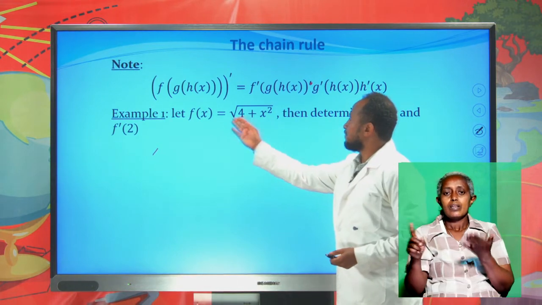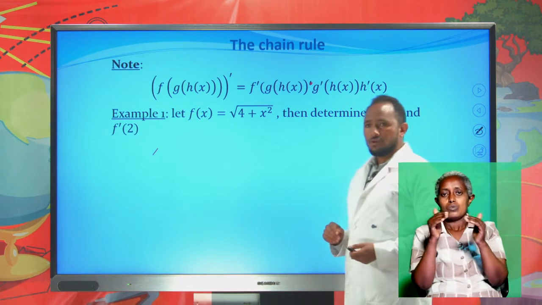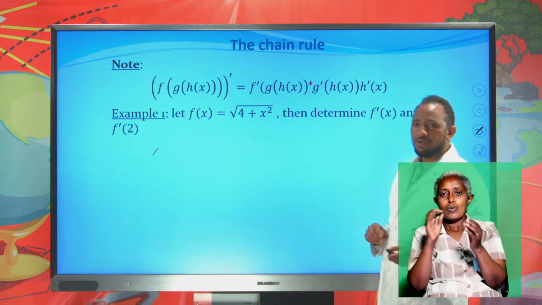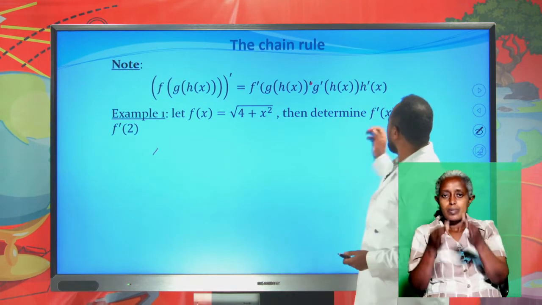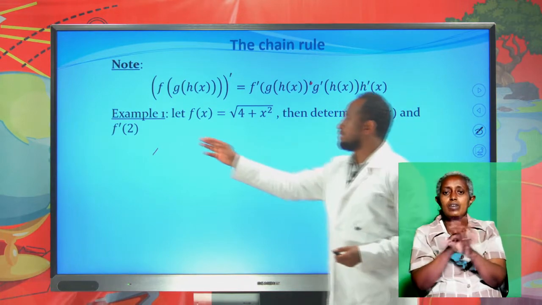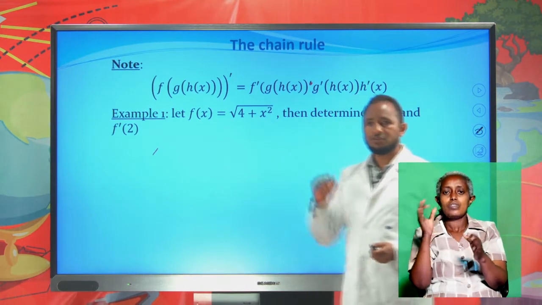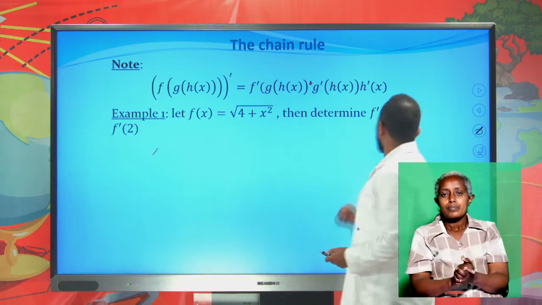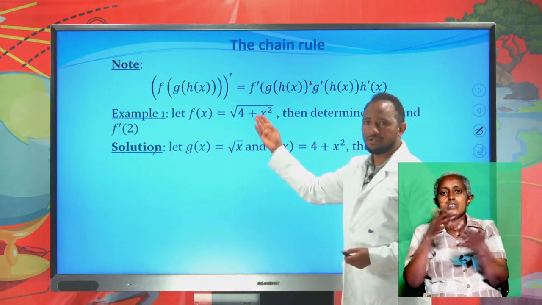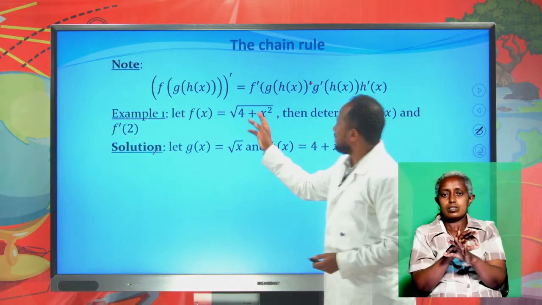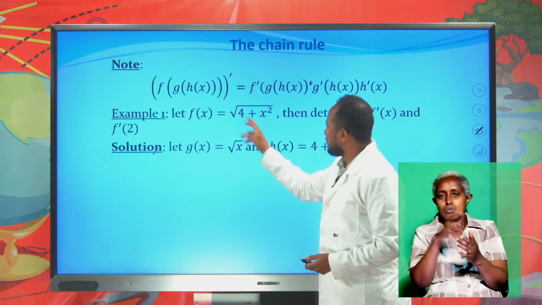Let f of x be equal to the square root of 4 plus x squared, and then we are asked to determine the derivative of the function and the derivative of the function at 2. Look at this function. It is a composition of two functions, the square root function and the polynomial function.